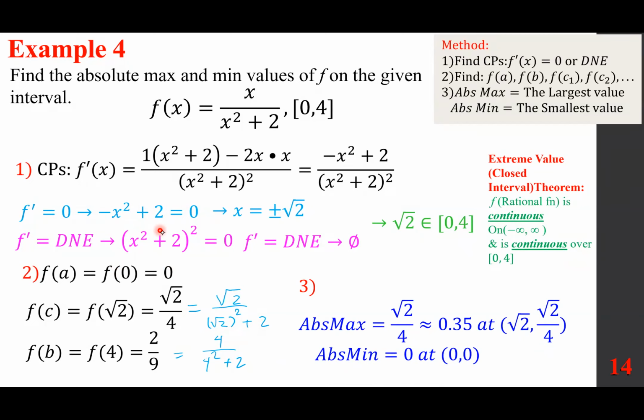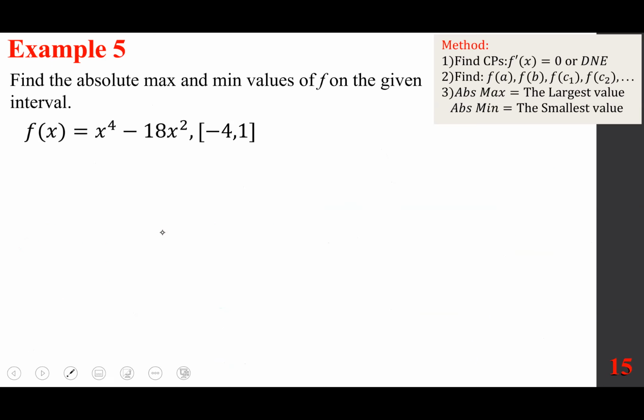All right, we can move on to the next question. Find the absolute max and min for the following function. F of x is x to the power of 4 minus 18x squared in the interval of -4 to 1.